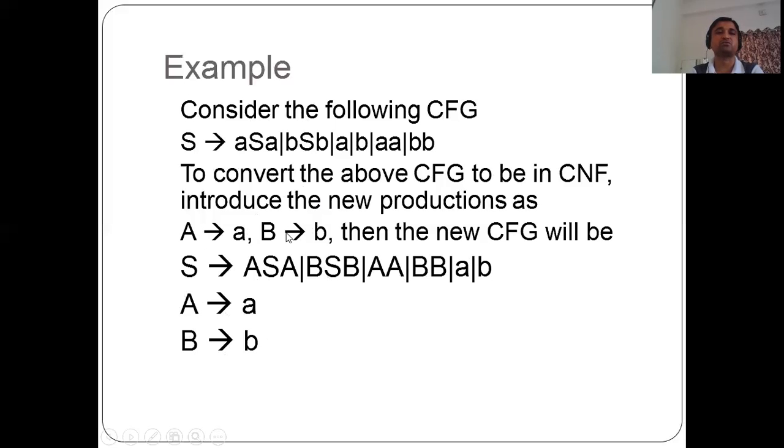Okay, so this is the first step, through which we can convert all the production rules to have either only terminal nodes or only non-terminal nodes. Okay, this is the first step. Now let's discuss the second step.